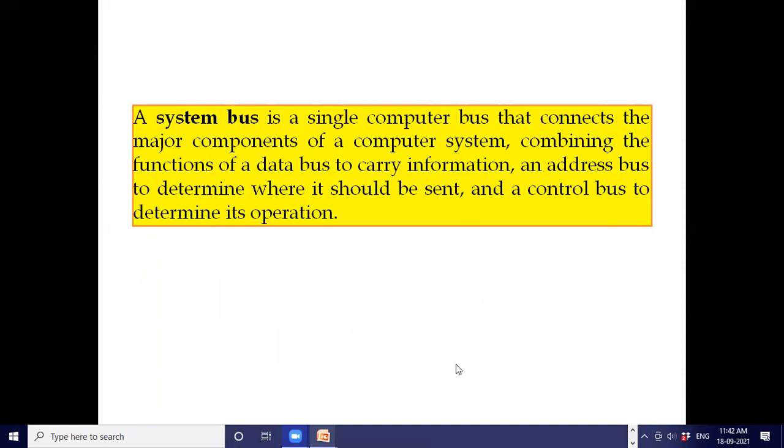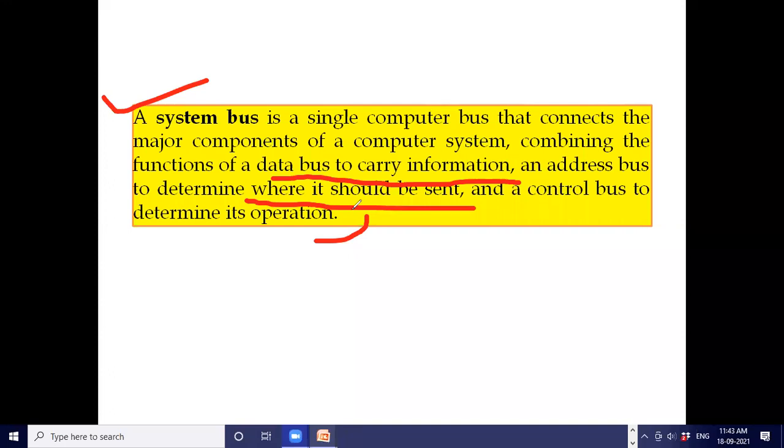Similarly, we have the system bus. The system bus is a single computer bus that connects the major components of a computer system, combining the function of a data bus to carry information, an address bus to determine where it should be sent, and a control bus to determine its operation. तो फिर system bus क्या है? इन तीनों के काम को हम integrate कर रहे हैं. अभी आपने देखा address bus जो by default unidirectional था, maybe now bidirectional in current day computers. Then similarly, we have the data bus, and the control bus that we have discussed just now.